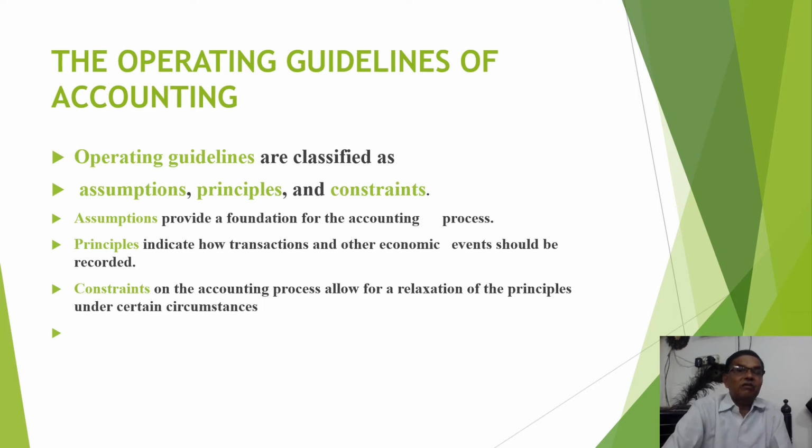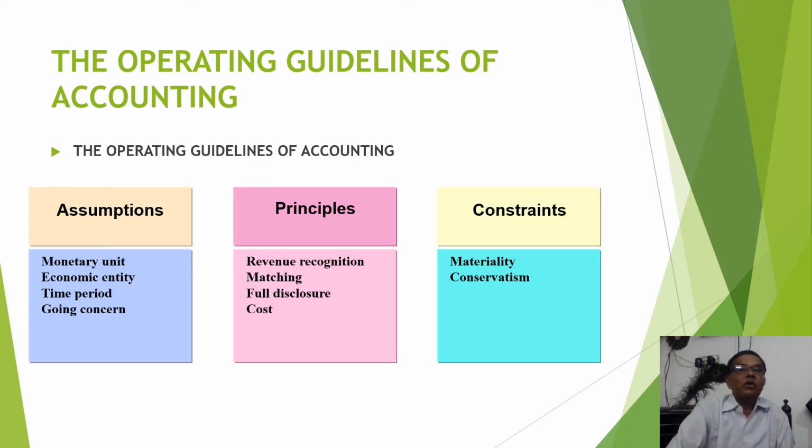What is it? It is on the accounting process, allowing for a relaxation of the principles under certain circumstances. So these all are the, and we will see there are some, materiality, and just we have seen the constraint as well. So next here, the operating guidelines of accounting principles, just we have discussed. Assumptions here are monetary unit, economic unit, time period, going concern, and principles are relevance, recognition, matching, full disclosure, and cost. There are two constraints just we have seen, the materiality and conservatism.